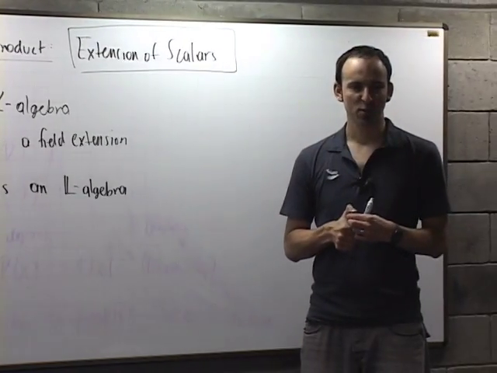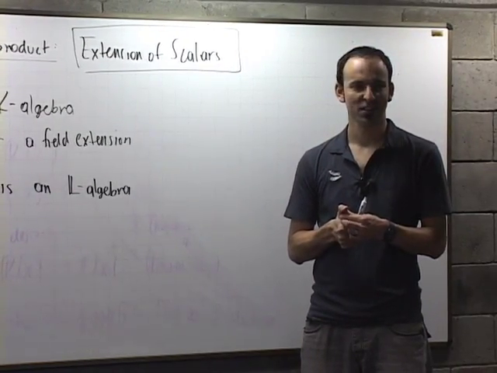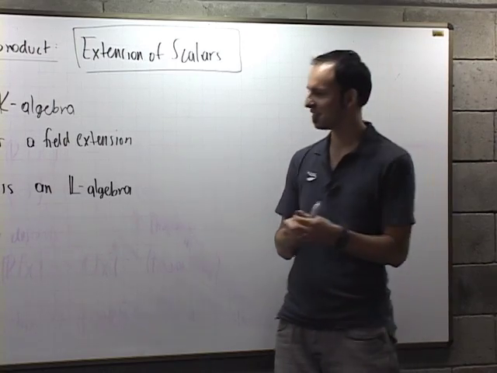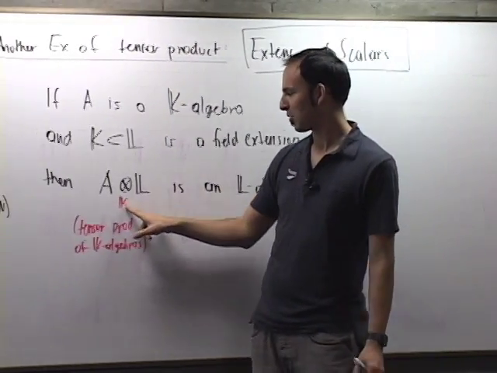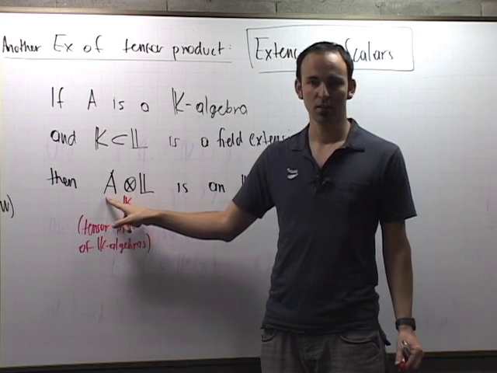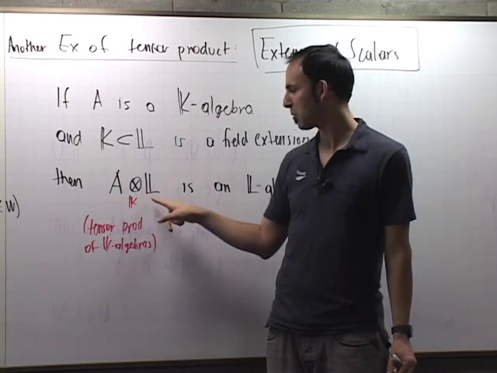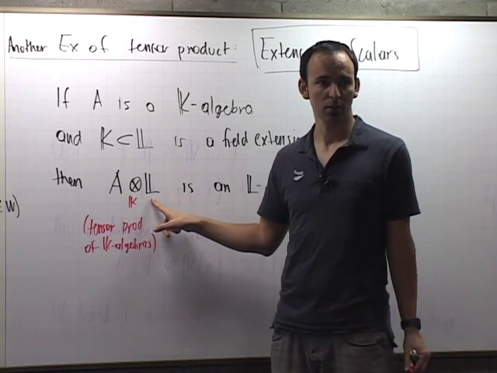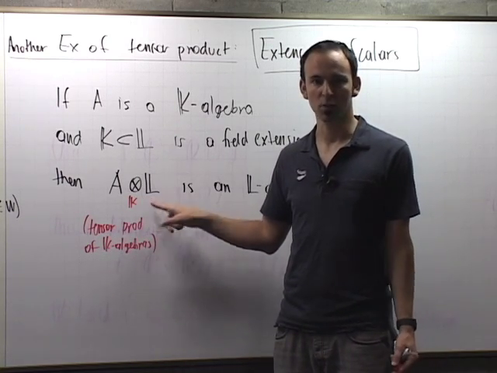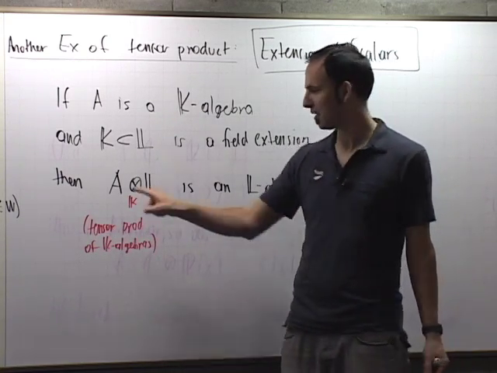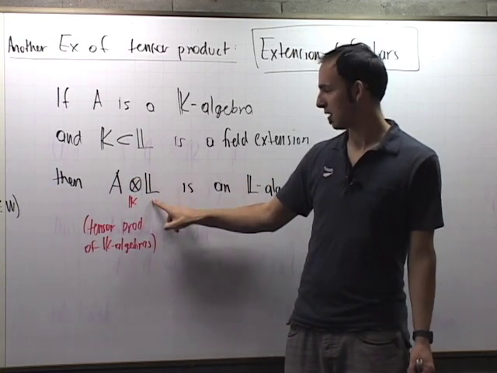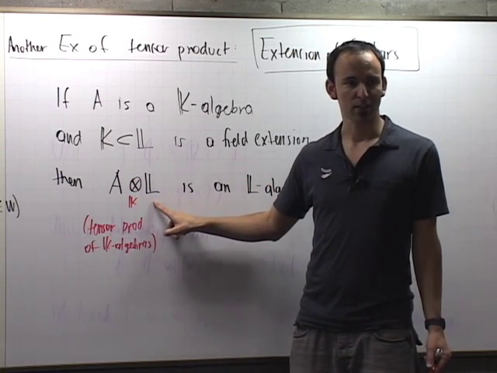Is there something that worries you about this construction? We're taking a tensor product of K algebras, and A is a K algebra, but L is some bigger field. So is there any reasonable way to think of L as a K algebra? Because again, we have to be in the correct category. If we're going to be taking tensor products of K algebras, this needs to be a K algebra, which it is, and this needs to be a K algebra. So is L a K algebra?